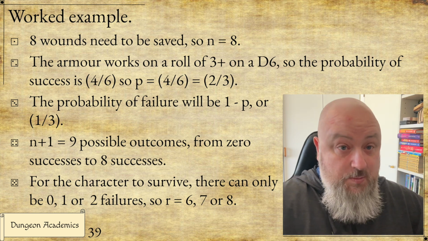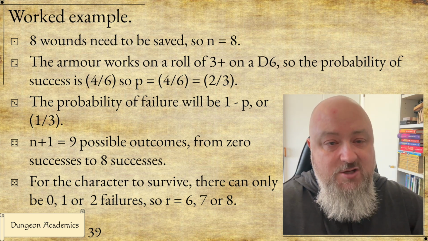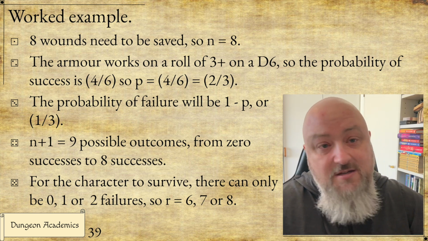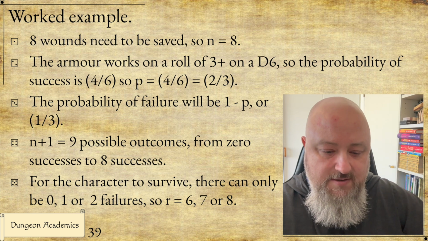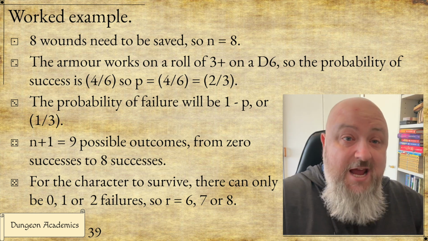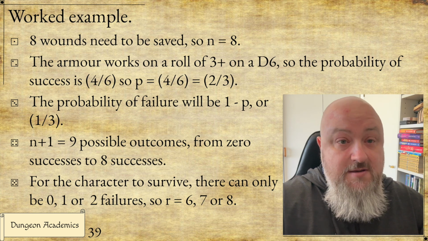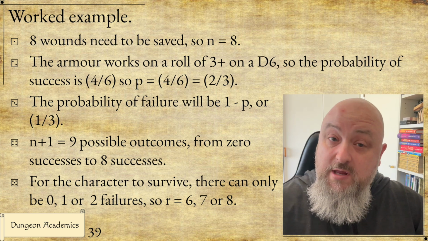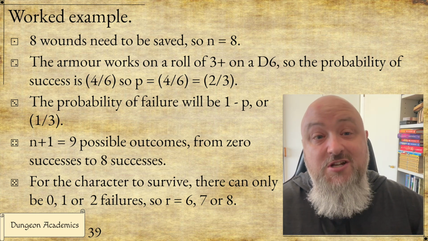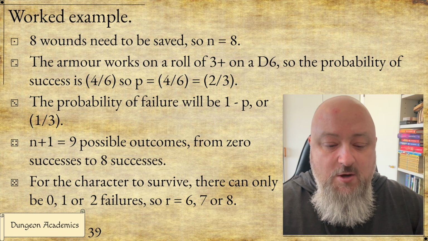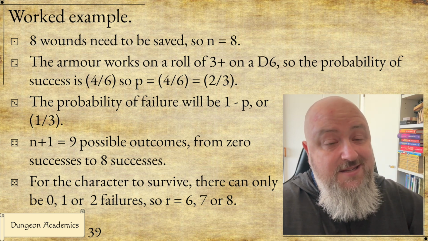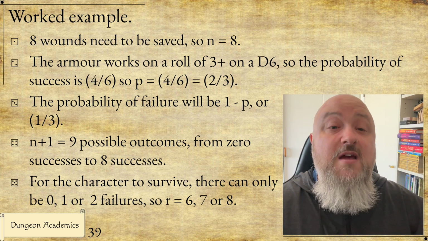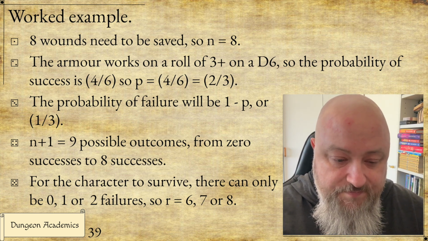There are 9 possible outcomes. With 8 events, there are n+1 outcomes, ranging from 0 successes and 8 failures to 8 successes and 0 failures. For Sister Aquitaine to survive, the number of failures must be 0, 1 or 2. If 3 or more wounds get through, she does not survive this encounter. So we are going to set r to be 6, 7 or 8. 6 successes, 7 successes or 8 successes are the only way she will survive this.